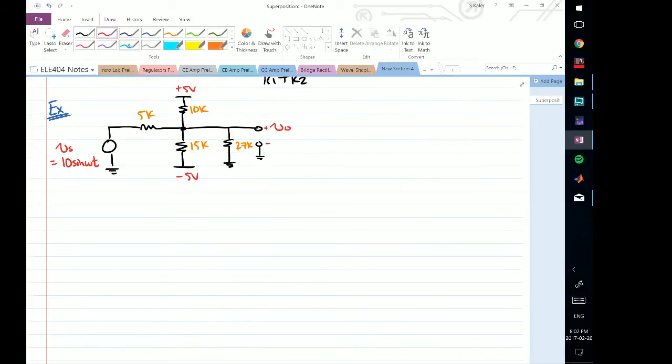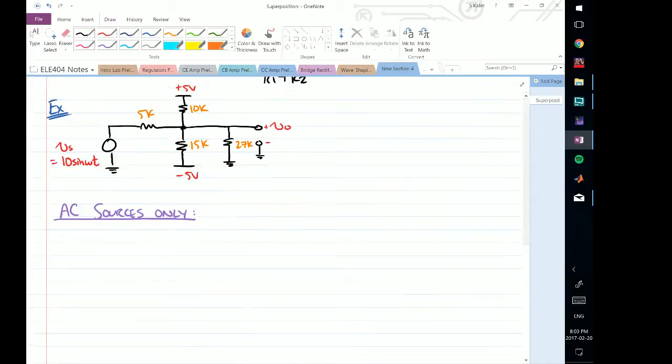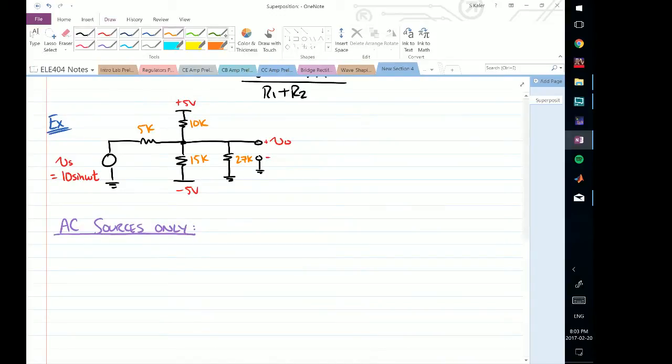So first I'm going to say let's look at AC sources only. If I have AC sources only, I must get rid of my DC sources. How do I get rid of my DC sources? Let's just make a note here: when turning off sources, voltage sources are short-circuited and current sources are open-circuited.